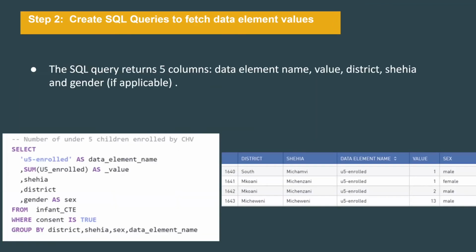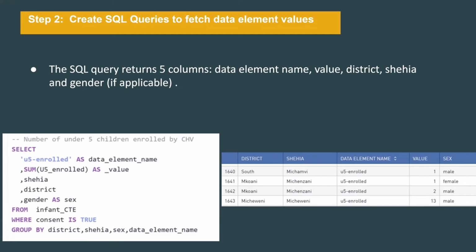The next step, now that we've defined the data elements in DHIS2 and the location, is to create the SQL queries to fetch the data values. The image on the bottom left is a definition of the SQL query. In our use case, it is the number of under 5 children enrolled by CHV. And something important here is the first column, which is the data element name. Every query will have a unique data element name, and this name will be used to map with the ID from DHIS2. We'll see how we do that in the next slide. The next column is the value column for the data element.